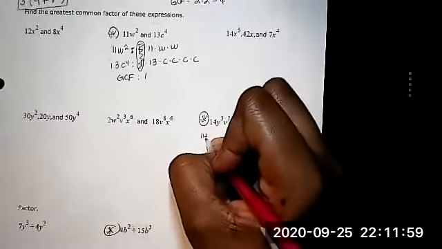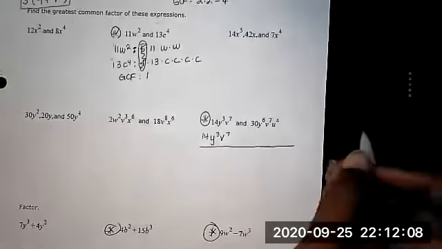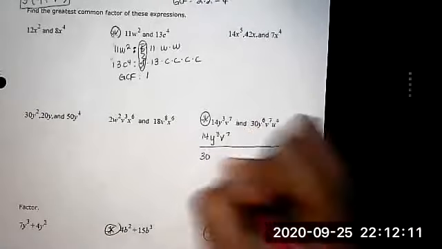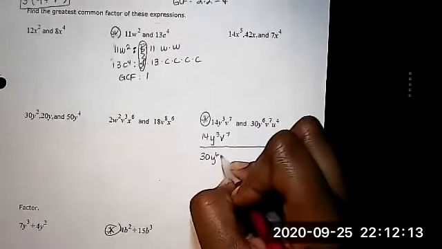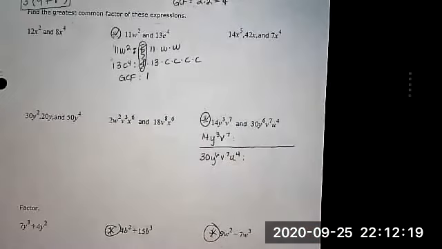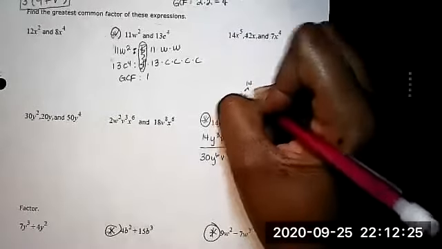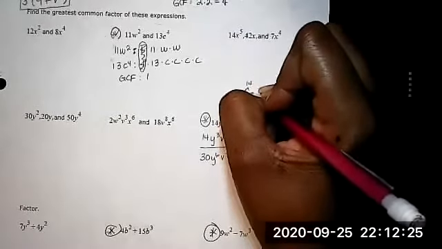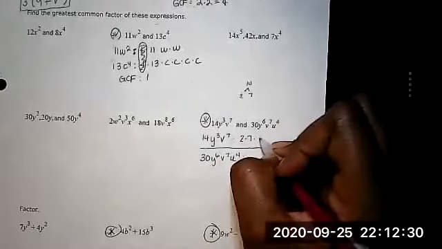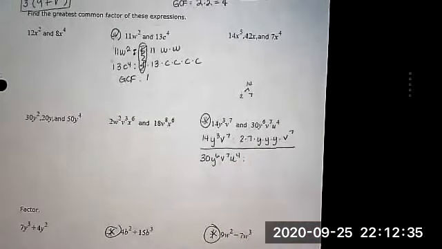So 14y cubed v to the 7th. That's one factor. I'm going to have to factor that all the way out. And then I have 30 y to the 6th, v to the 7th, u to the 4. Let's factor that. Okay? So 14 is going to give me 2 times 7. So 2 times 7 times, and then you know you have y times y times y. I am not going to do v to the 7th. I'm not going to write that 7 times. But that's what you have.